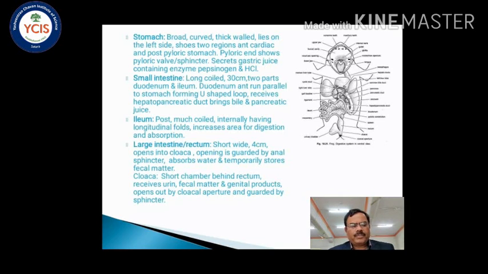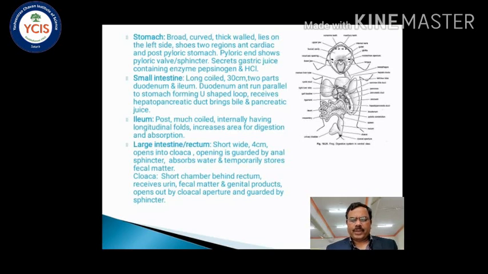This opening is guarded by the anal sphincter, and the rectum or large intestine is useful for the absorption of water and also for the temporary storage of the fecal matter. The large intestine or rectum opens out by the cloaca. The cloaca is the common opening. It is a short chamber behind the rectum which receives urine from the urinary duct, fecal matter from the rectum, and the genital products from the genital ducts. All these open out by the cloacal aperture, which is guarded by the sphincter.